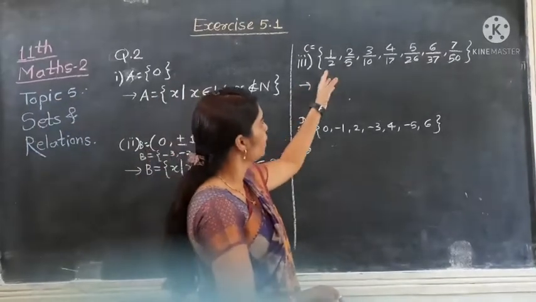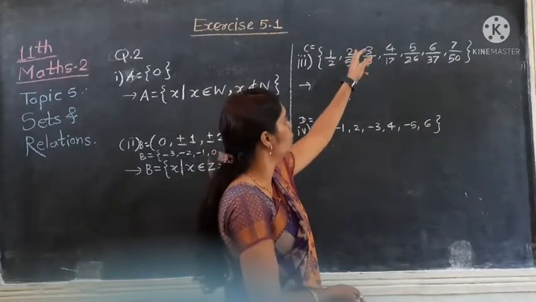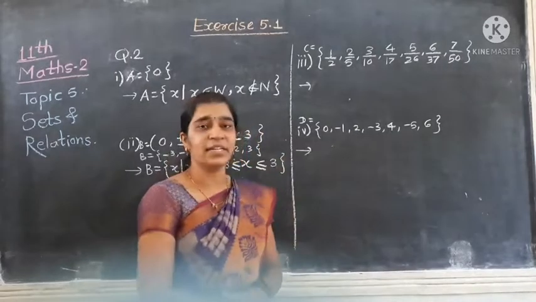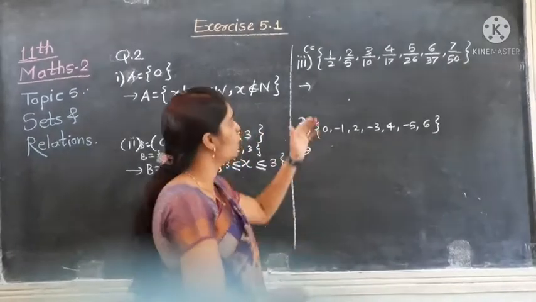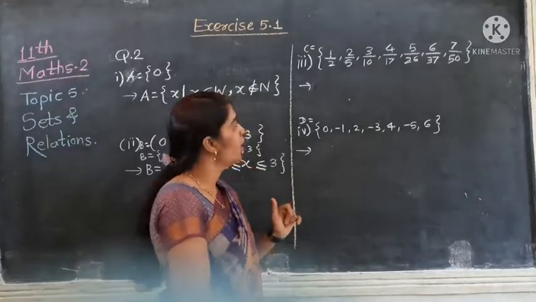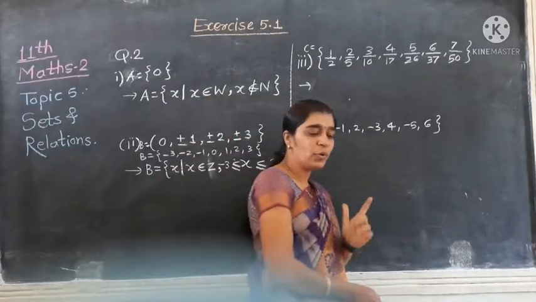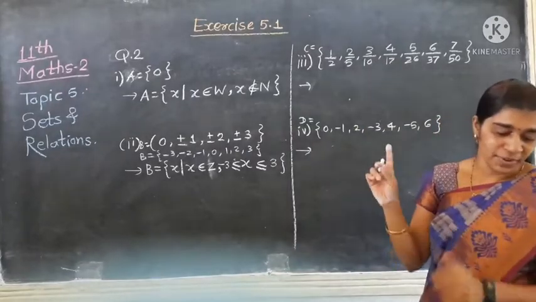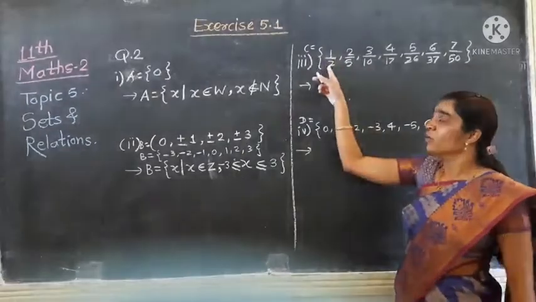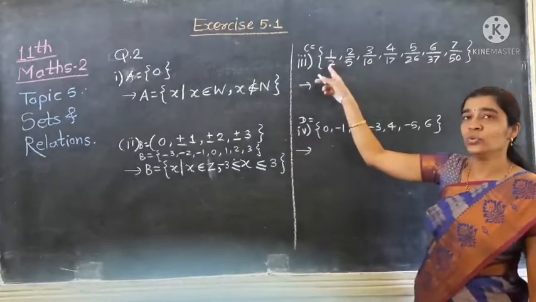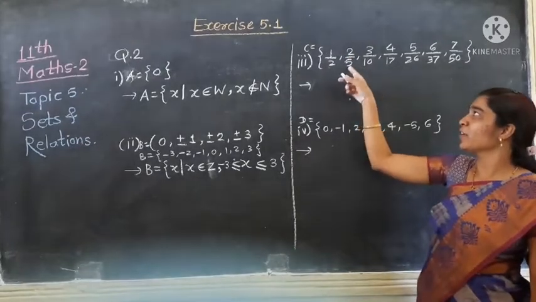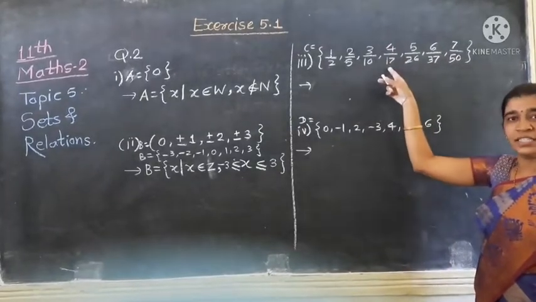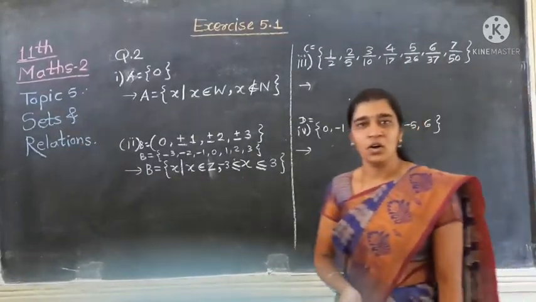Next, observe this: 1 upon 2, 2 upon 5, 3 upon 10. Here, some formula is contained. You have to choose this formula. How to write this formula? 1 upon 2 means you can write in this way: 1 is the perfect square of 1. 1 square plus 1 is 2. 2 square plus 1 is 5. 3 square plus 1 is 10. 4 square plus 1 is 17. In this way it occurs.